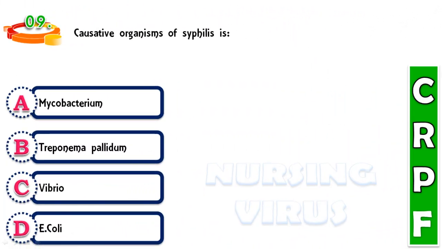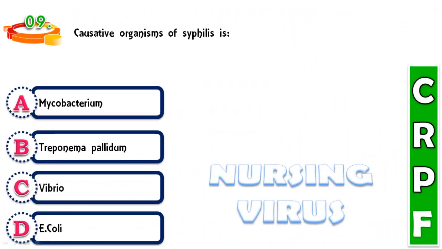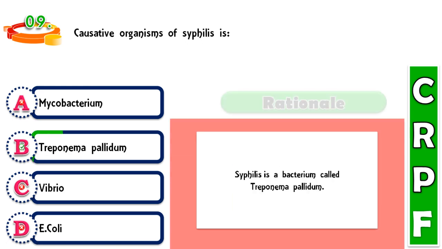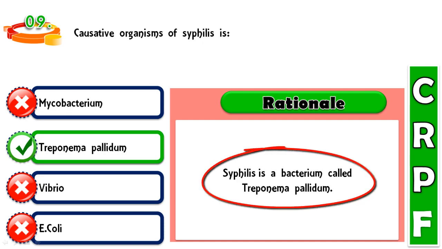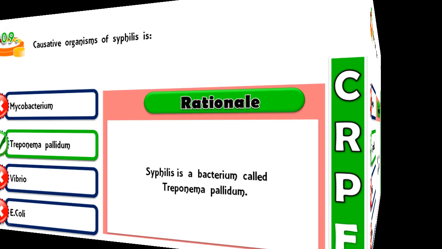And 9. The causative organism for syphilis is Mycobacterium, Treponema pallidum, Vibrio, and E. coli. So the correct answer is Treponema pallidum. This is the major causative organism for syphilis.